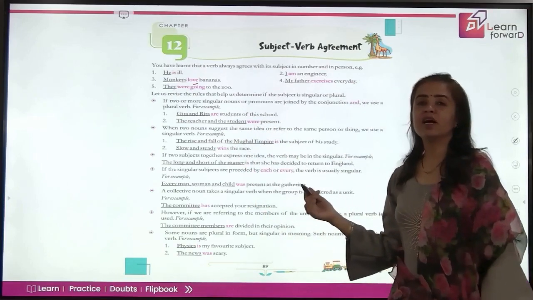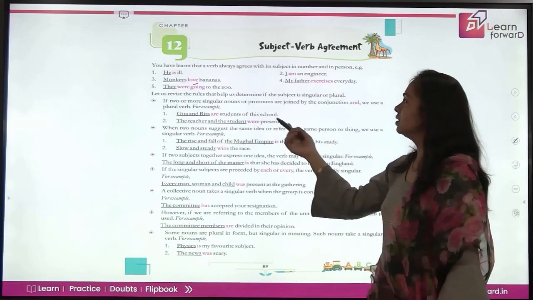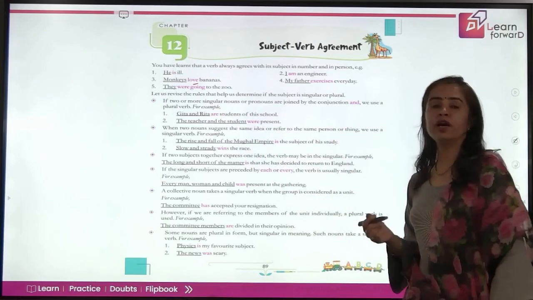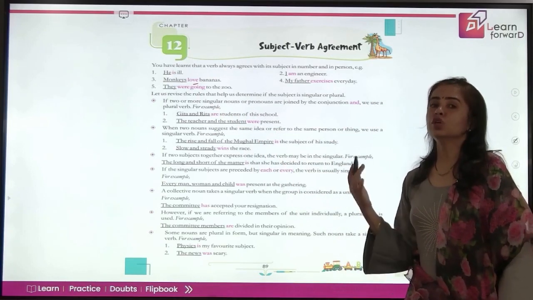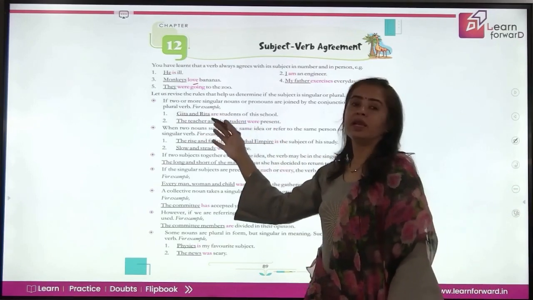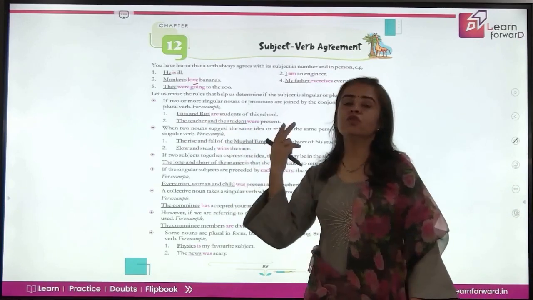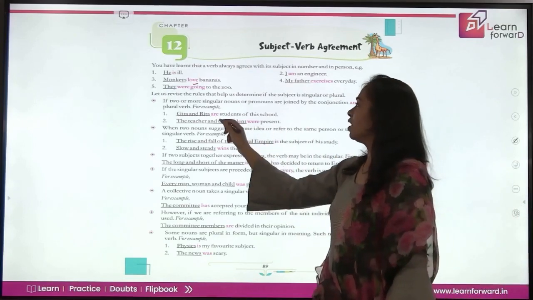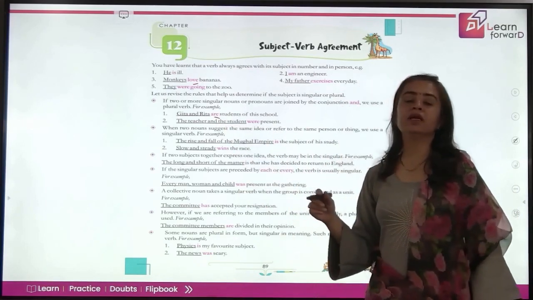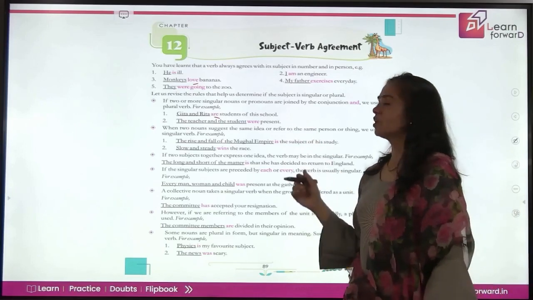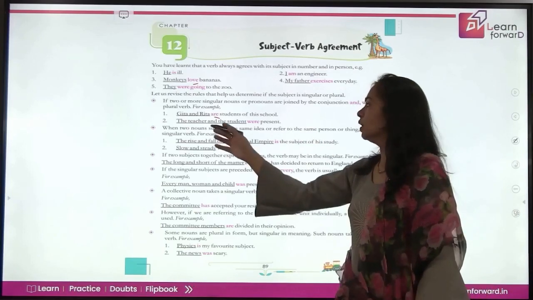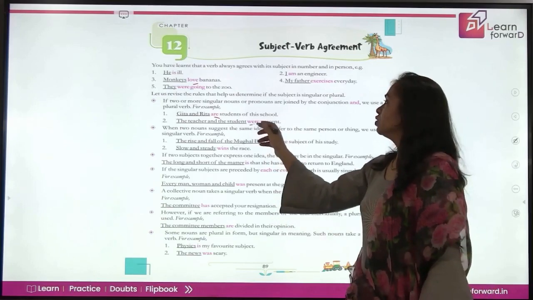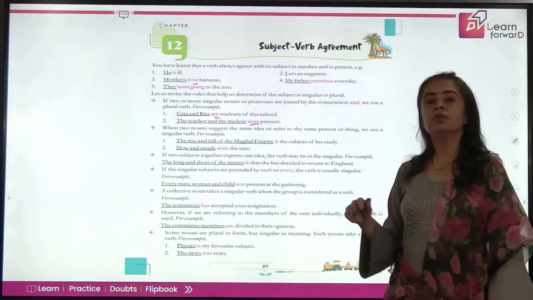Now let's revise all the rules that we have learned. If two or more singular nouns or pronouns are joined by the conjunction and, so your subject takes plural, like Geeta and Rita. So we are talking about two nouns here, so that becomes plural. That is why we are using plural verb here. Geeta and Rita are students of this school. The teacher and the student, again, it becomes plural, so we are using here plural verb were.